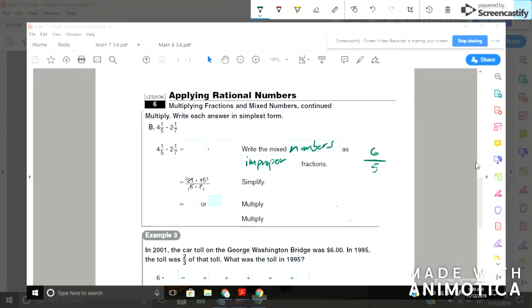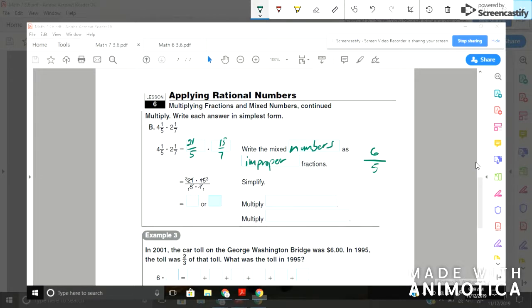4 times 5 is 20, plus 1 is 21. Keep my denominator of 5. The next number, 2 1/7. 2 times 7 is 14, plus 1 is 15. So this would be 15/7.